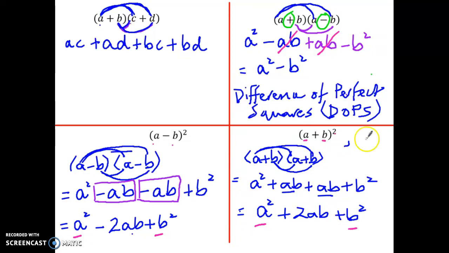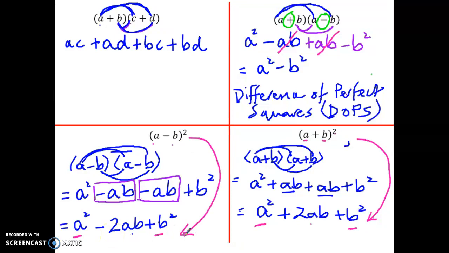The shortcut to go straight from here to here is to look at your two terms. I have an A squared, I have a B squared, they make up the two ends. The middle term, I multiply A times B, the two terms in my bracket, and then I double it and it goes in there. A times minus B is minus AB, and then I double it. I get minus 2AB. That's a shortcut to go straight from there to there.